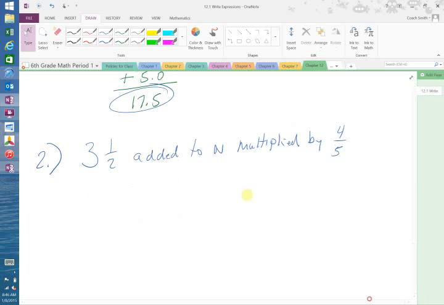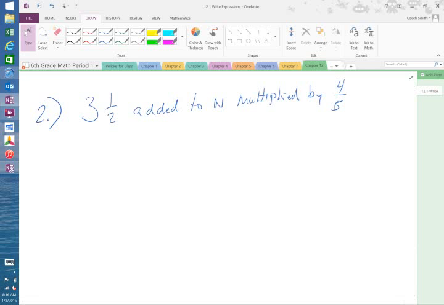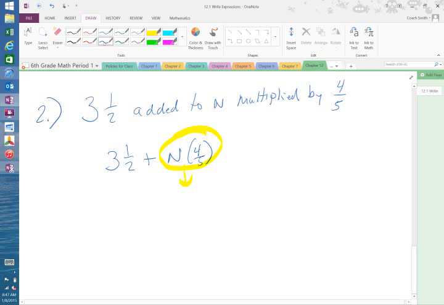So somebody translate this sentence into an algebraic expression or a variable expression. What would our variable expression be for this problem? Staley, give it a shot. 3.5. Okay. Now, that is correct, but here's how you've got to express that part of it. This part right here needs to be expressed as 4/5 n. The number has to come before the variable when we multiply. So we have 3.5 plus 4/5 n. Don't put it behind the letter.